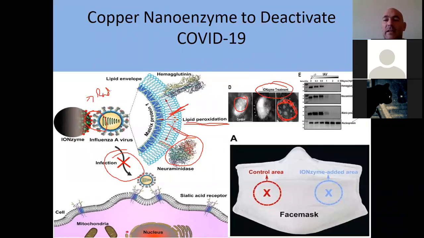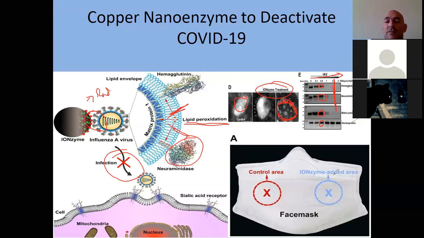And if you look on the right side here, here is the increasing concentration of this copper oxide nanoparticle. And then you can see this band here is the presence of proteins. This is the protein of the virus. But you can see that these three proteins disappear. That means that they have been degraded when they interact with these copper nanoenzyme particles.